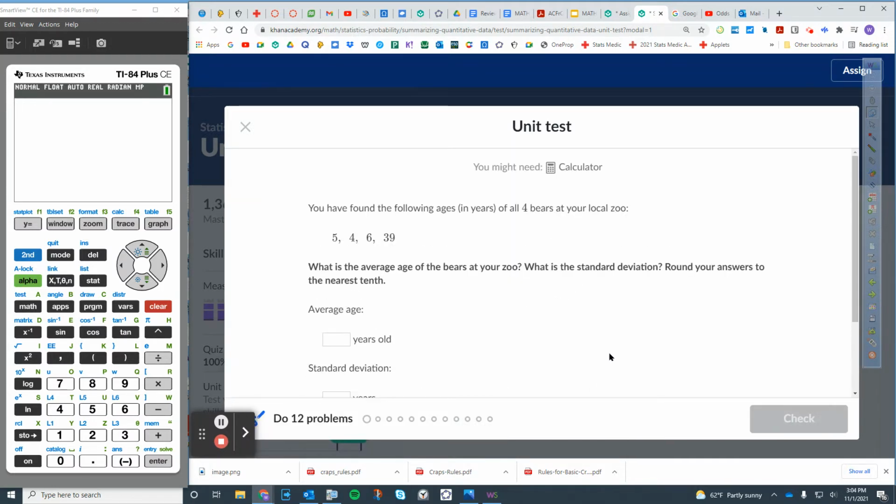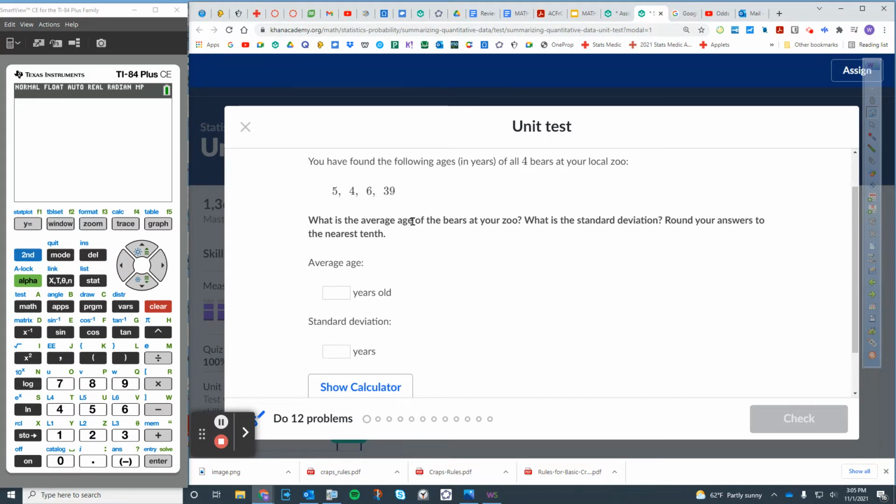All right, let's go. So you have found the following ages in years of all. So there are only 4 bears at your local zoo, and those 4 bears make up your population. So they want us to find the average age of the bears at the zoo and what is the standard deviation. So the quickest way to do this is to put it into a list, right?